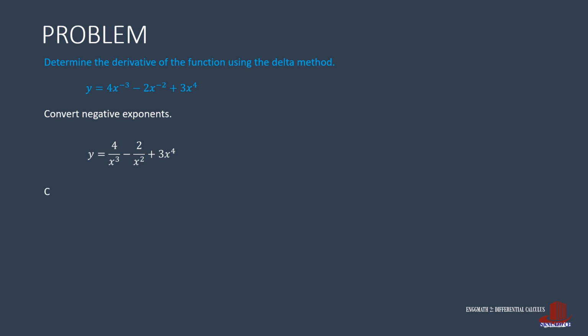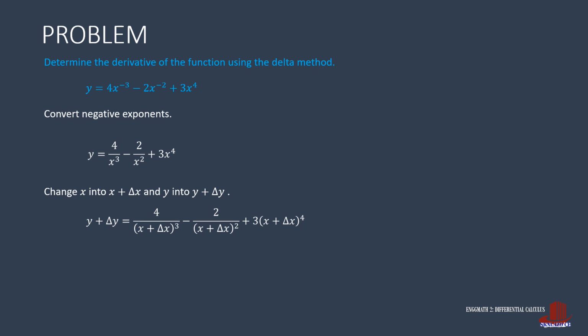to 4. By following the steps in the delta method, we start by changing variables into binomials with deltas. So the function becomes y plus delta y equals 4 over the cube of x plus delta x minus 2 upon the square of x plus delta x plus 3 times x plus delta x raised to 4. At this point, there are 4 variables, x and y, with delta x and delta y. So we try to reduce them. That is, by changing y into its function of x.